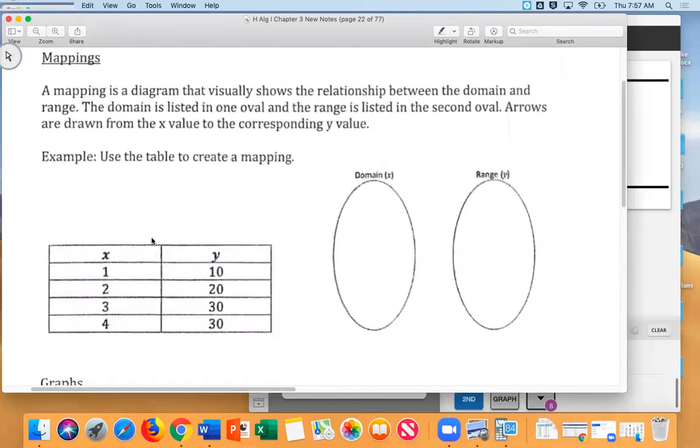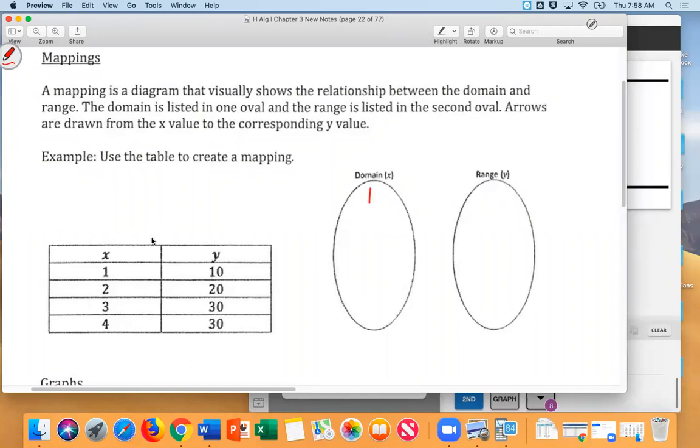All right, now let's talk about creating a mapping. So mapping is a diagram that visually shows the relationship between the domain and the range, okay? So the last one had like 0 went to 15. This is going to be more of a drawing. So how do I do it? You ready for this? These X values go in your domain, your kind of X oval.